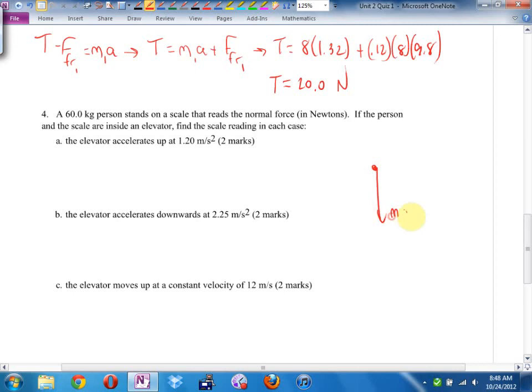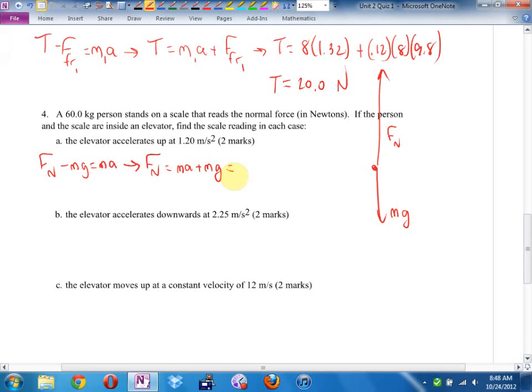I got mg down. Which way are they accelerating? Up. So I'm pretty sure the upwards force, the normal force, is bigger. So now I can say who's winning. Normal force is winning. It's going to be winner minus loser equals ma. I'm pretty sure the normal force is going to be ma plus mg. Do I know the mass? Yeah, 60. Do I know A? Oh, they told me 1.2.